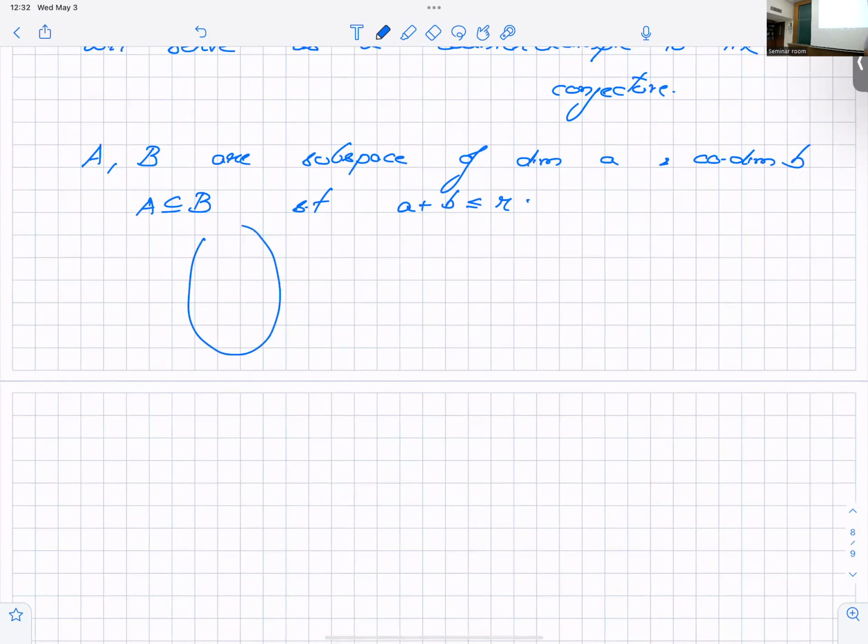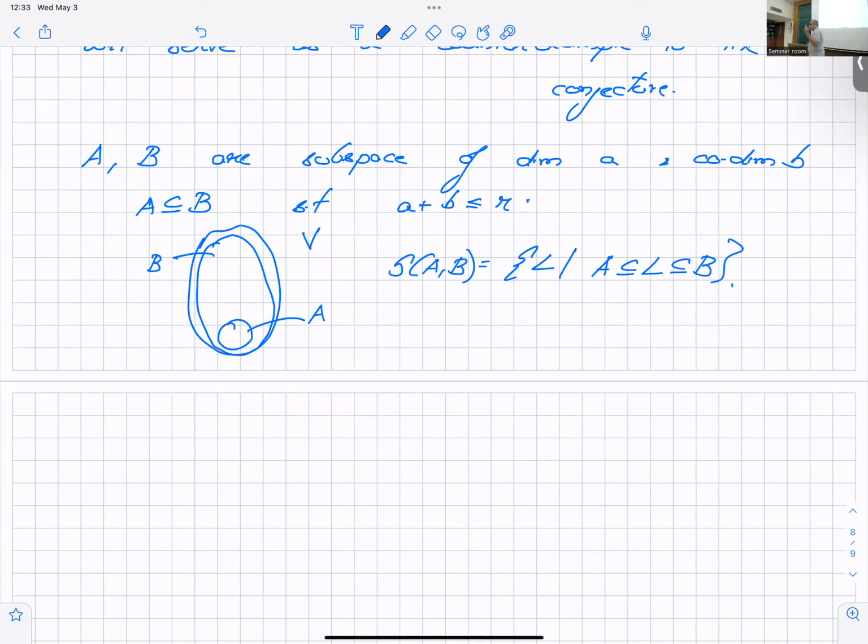There is the vector space V. There's A over here, a constant dimension space, and then there's a B over there. B's codimension is small, A's dimension is small, so together, think of R as a small number. I'm going to define S_AB as the set of all L such that A is a subset of L, which is a subset of B. So you are taking R directions and putting them in.